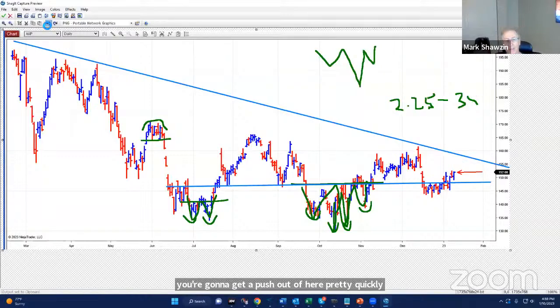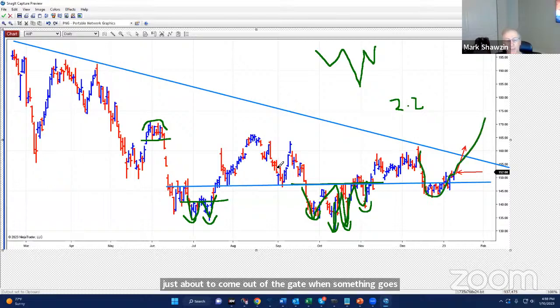So it all depends on what your expectations are, where the trade is. And this is what I like, something that's just about to come out of the gate. When something goes from one direction to the other, that's when you get a maximized energy. So, you know, I expect some kind of unleashing, uncorking of the energy here.